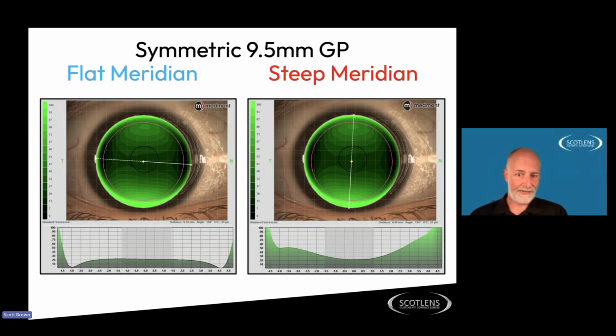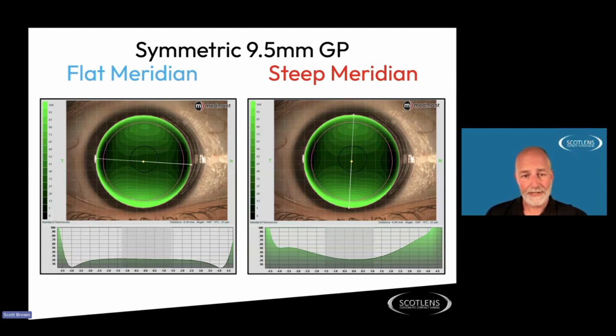And why do we measure Ks and HVID? Well, again, it's this comparison. We're comparing against the anticipation of a lens fit, and it probably would have been gas perm contact lenses that we're thinking about the fit. So we're going to have that baseline shape, and then we're going to apply a contact lens.